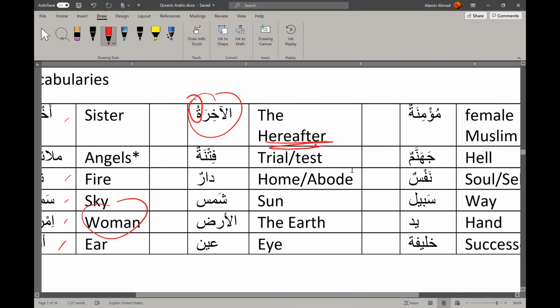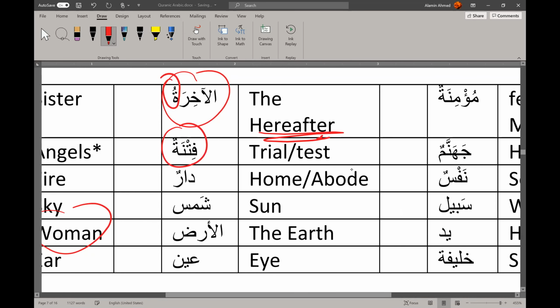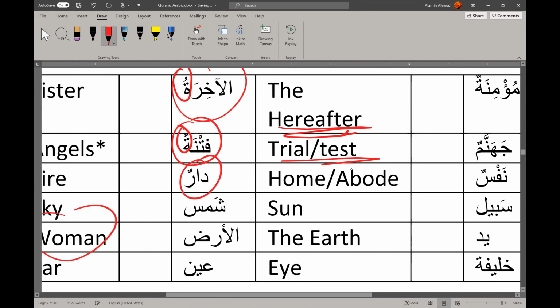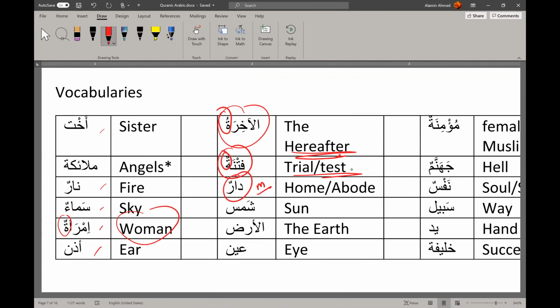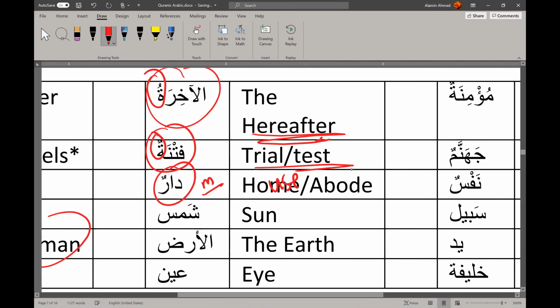Then we have fitna, which is a trial and test. May Allah protect all of us from fitna. There are so many fitnas going around in the world. As you can see, fitna has tamarbuta, so what do we do with this word now? I say it's a feminine word. Now, darun. Alhamdulillah, finally we found one word that is not feminine, so it's masculine. Is it? Is that masculine or feminine? It's feminine, even though there's no tamarbuta. Maybe you're thinking of house, home. It doesn't matter, it's the same thing.